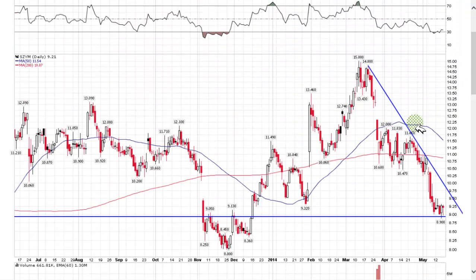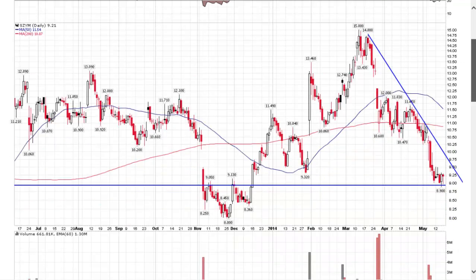So we like SZYM. I do not like the fact that the 50-day moving average is threatening to take out the 200-day moving average. So this is a trade. If you get involved with this stock and it rallies, especially up to this upper band of the declining downtrend line, I would be looking to book profits, especially if the 50-day has not yet crossed below the 200-day moving average, because that event is going to pressure the stock lower.